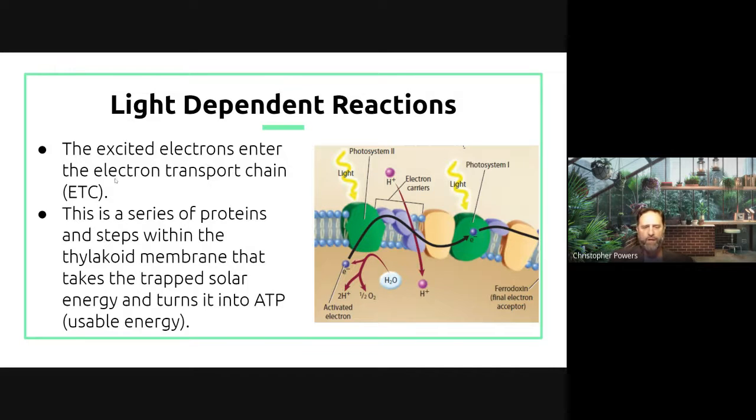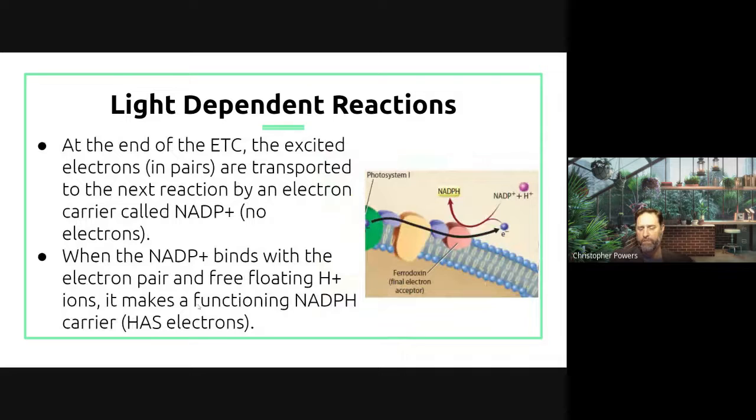The excited electrons enter the electron transport chain, ETC. And you'll see that cellular respiration in the mitochondria has an ETC as well. It's a series of proteins, the membrane proteins we studied, the integral proteins, the active transport proton pumps or other pumps, potassium pumps, sodium pumps, those kinds of things. The series of proteins within the thylakoid membrane takes in the trapped solar energy. We get ATP from it, we use it, and just discard it as ADP after it's used in the dark reaction.